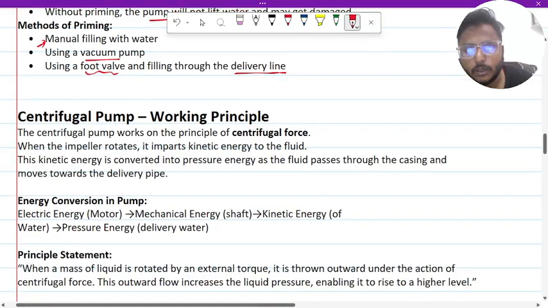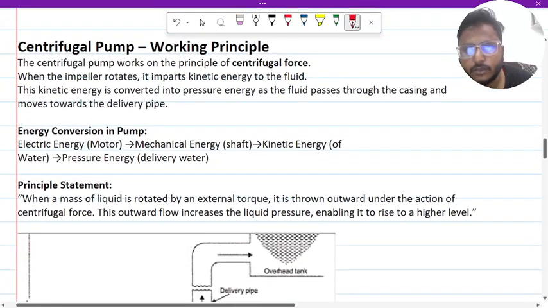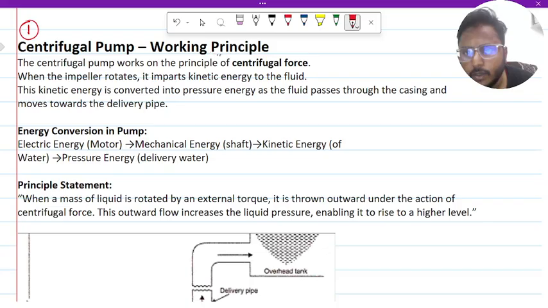Now we must understand the centrifugal pump, the first pump, and its working principle. What is the working principle of this pump? As the name suggests, the centrifugal pump works on the principle of centrifugal force.